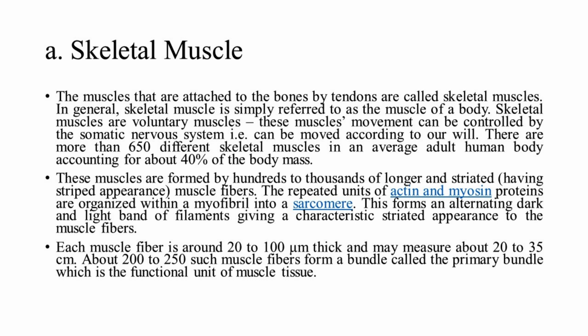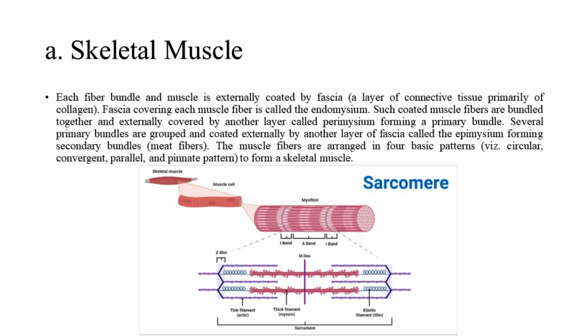Each muscle fiber is around 20 to 100 micrometers thick and may measure about 20 to 35 centimeters. About 200 to 250 such muscle fibers form a bundle, called the primary bundle, which is the functional unit of muscle tissue. Each fiber bundle and muscle is externally coated by fascia, a layer of connective tissue primarily of collagen. Fascia covering each muscle fiber is called the endomysium.